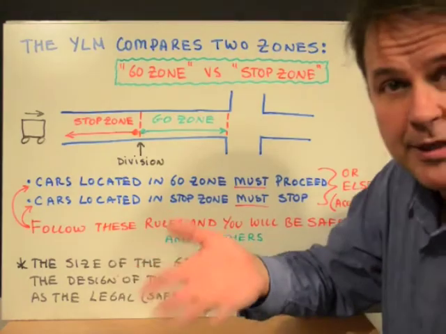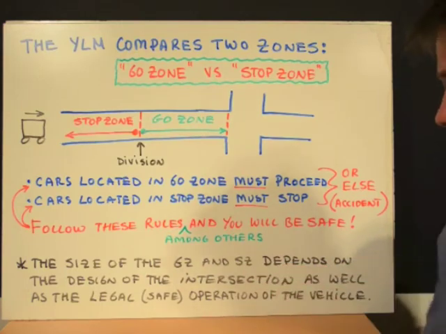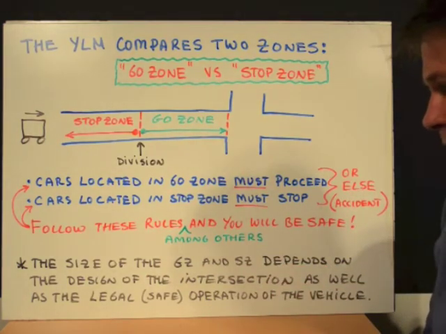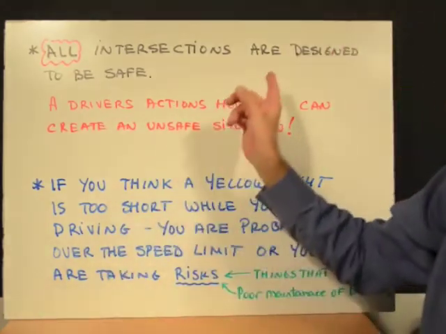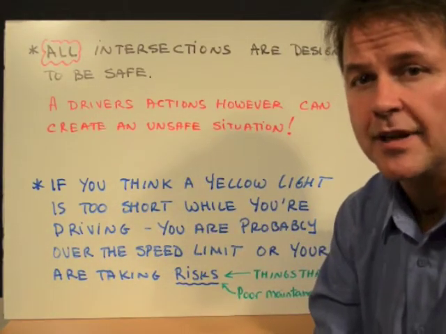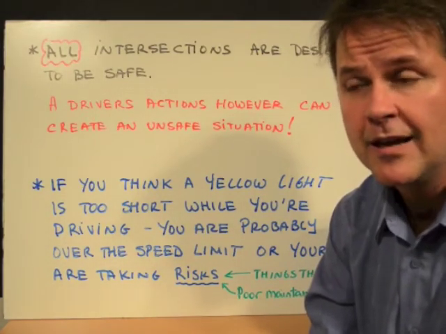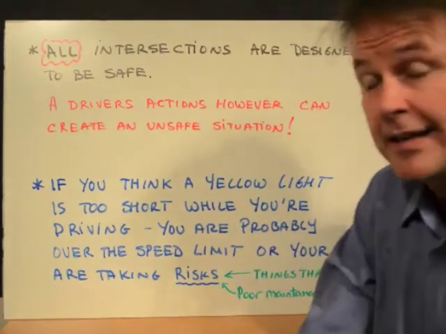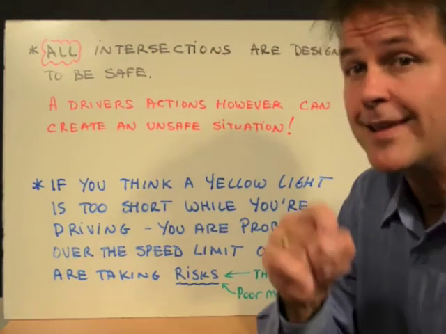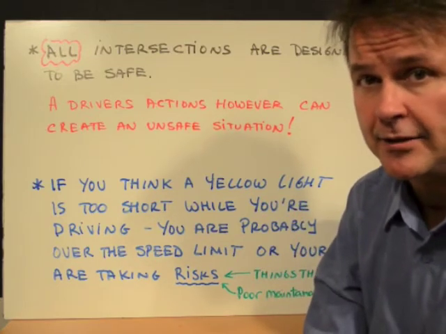Other rules would be the speed limit, things like that, not drinking. Now, the size of the go zone and stop zone depends on the design of the intersection as well as the legal or safe operation of the vehicle. All intersections are designed to be safe, so there's no such thing as an unsafe designed intersection. Traffic engineers design the intersection to be safe. A driver's actions, however, can create an unsafe situation. So whatever you do, that can create an unsafe situation. But the design of the intersection, you can't blame an accident on that.